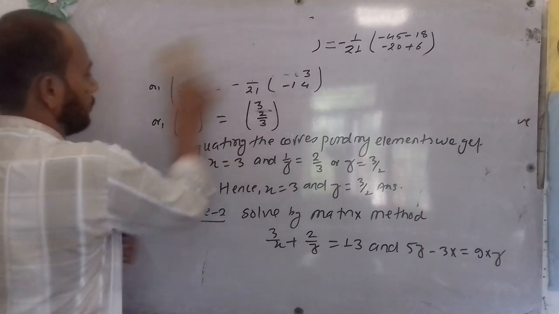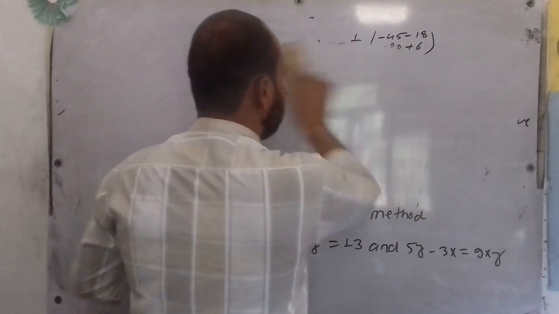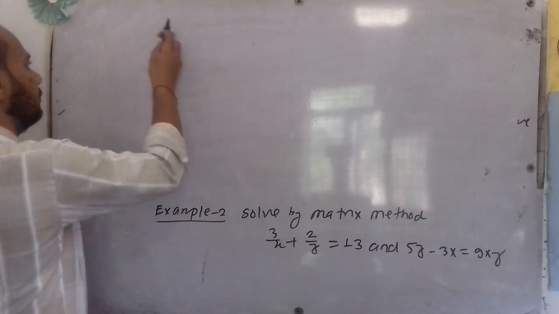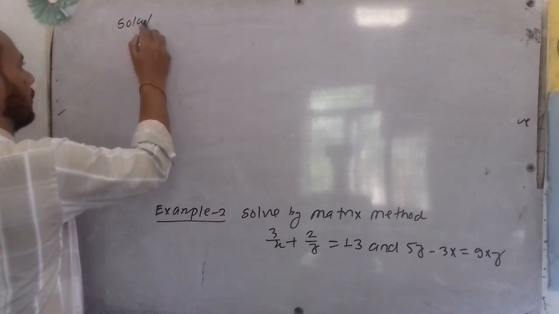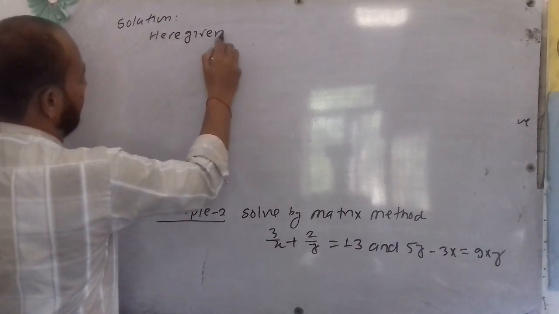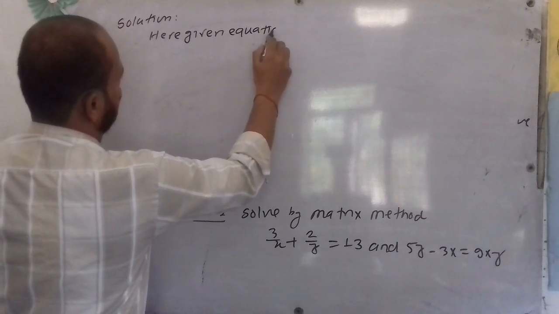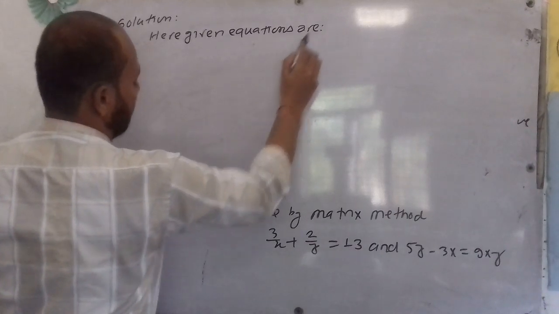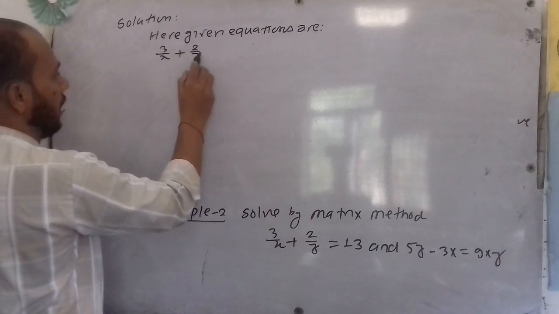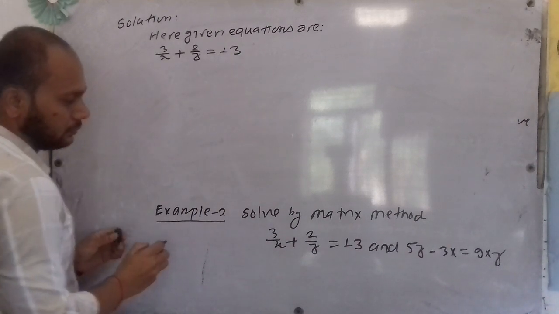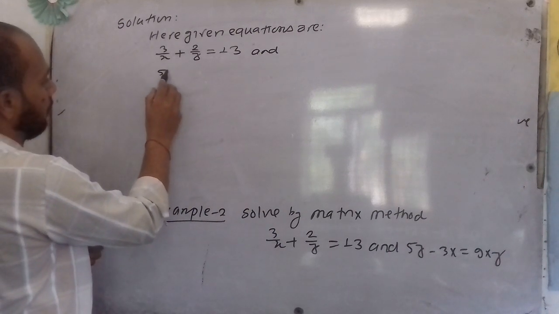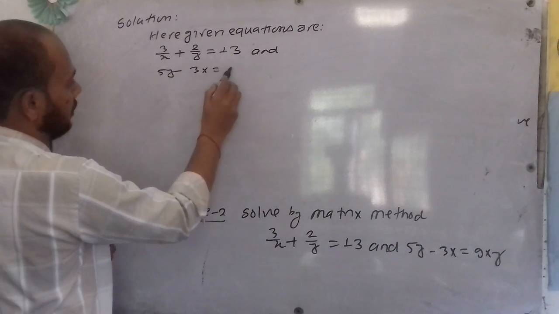Now look here, I am going to solve this equation. First we write here the solution. The given equations are 3/x + 2/y = 13 and 5y - 3x = 9xy.